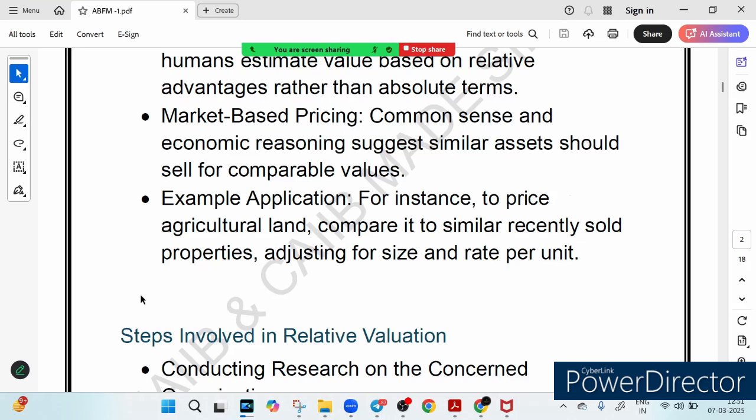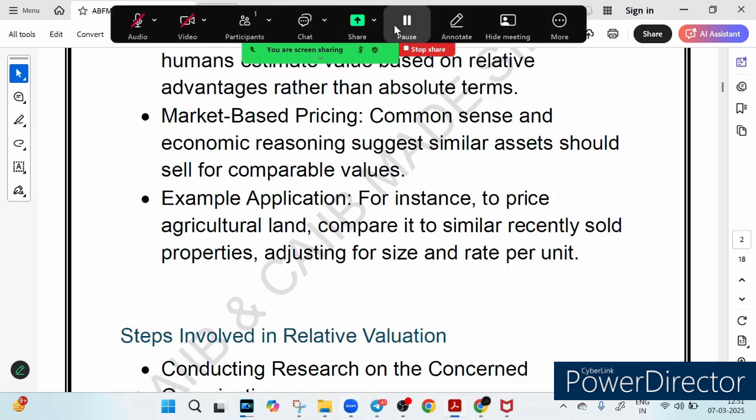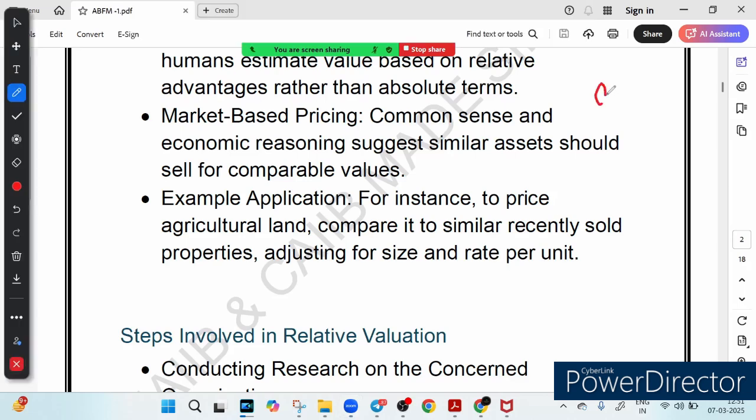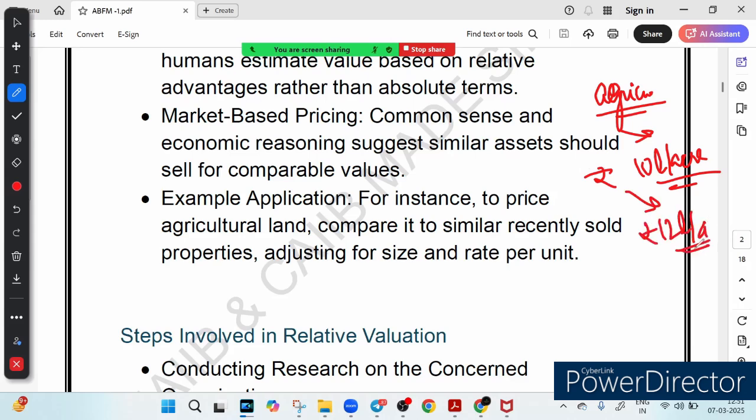For example, let me give you an example to make things clear. Let's say you want to buy agriculture land, right? And you check the price of recently sold land in the same area. If one plot is priced at rupees 10 lakh per acre, and another similar plot is rupees 12 lakh per acre, you get a fair idea of what your land should cost. The same logic applies when valuing a company. Sounds simple, right? Relative valuation is one of the easiest ways to estimate a company's worth. In the next slide we will discuss some more methods.